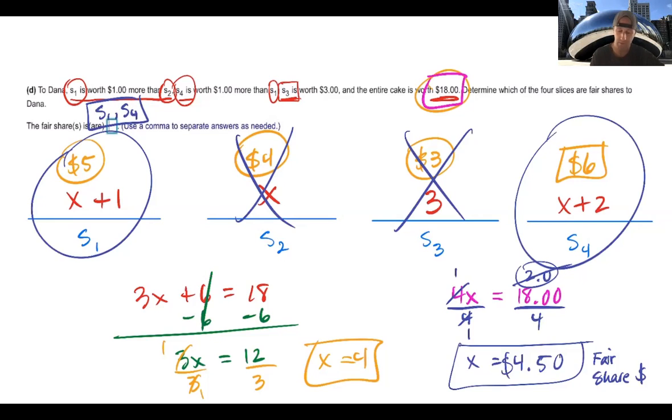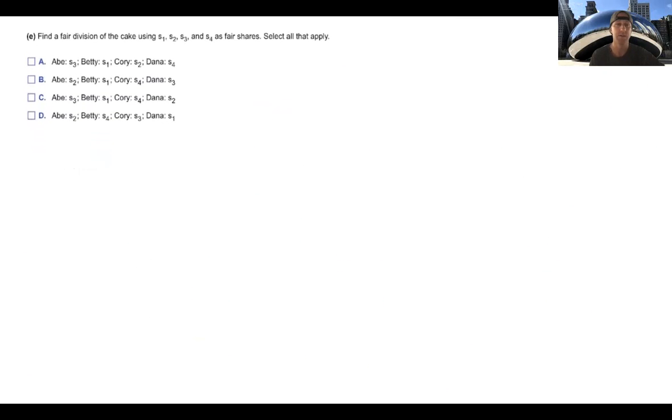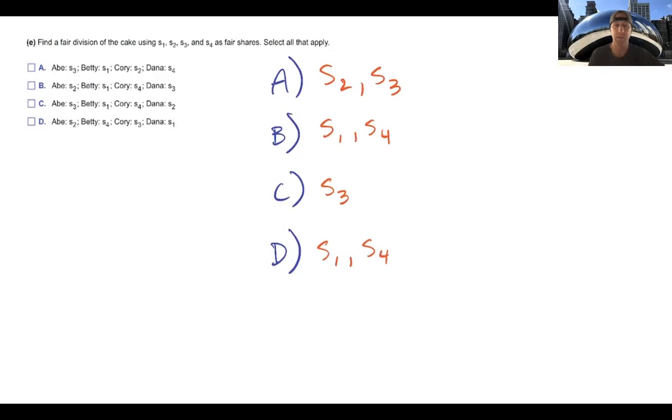Okay, now that we have all that information, they want us to put some of this together. So I'm going to quickly outline what we said. Abe, Betty, Corey, and Dana all said what their fair shares were, going back to what we said originally for each one of them. So these are options.